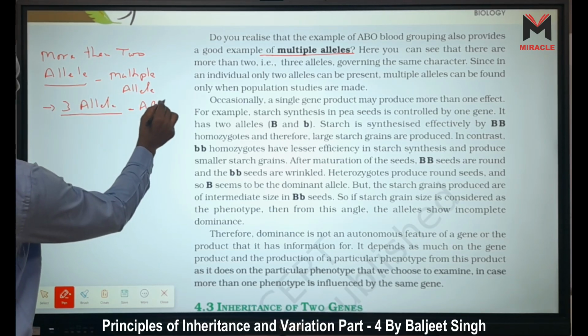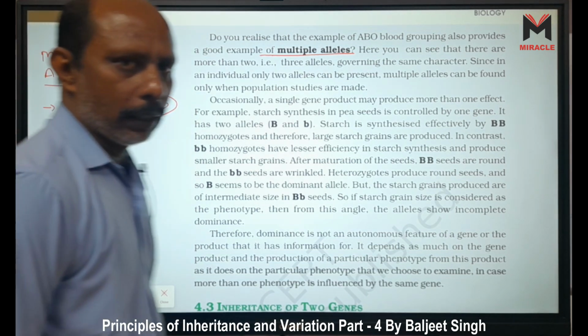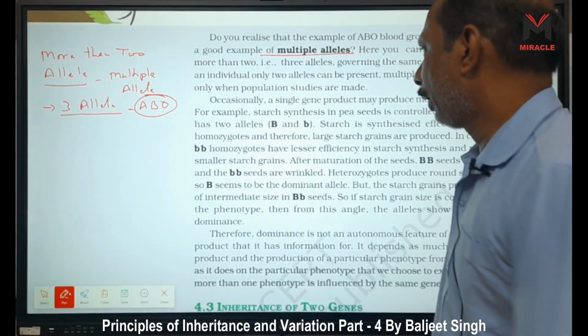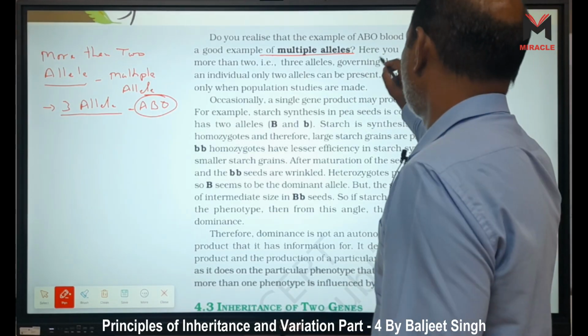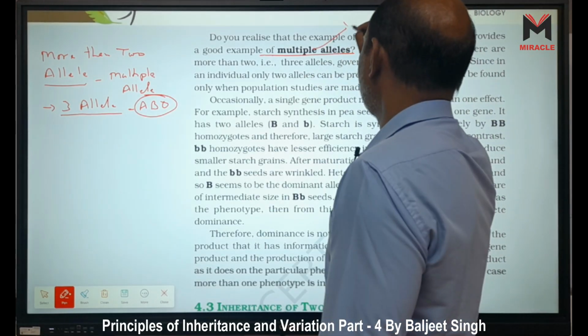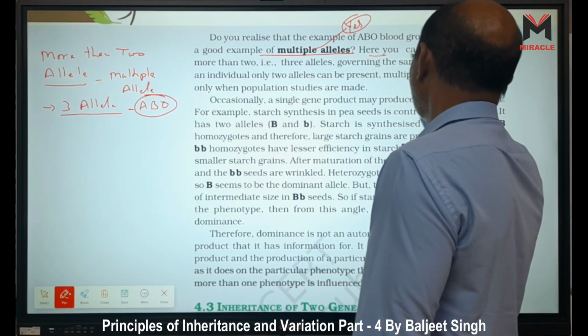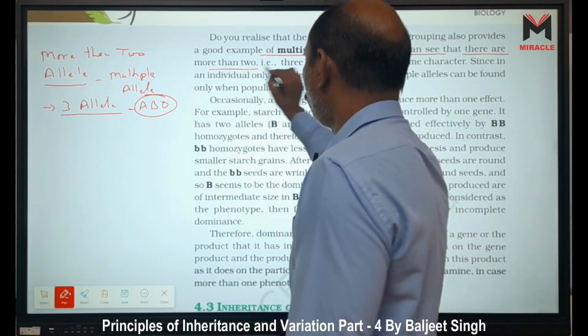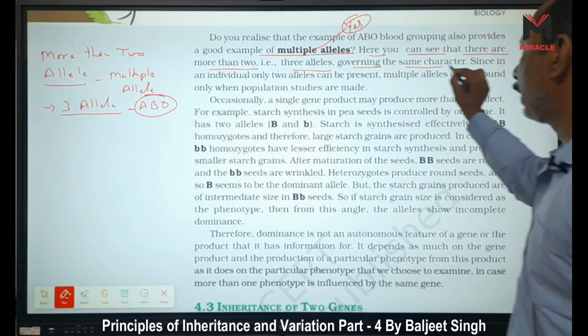That is A, B, O blood group. Capital A, capital B, and i. Here you can see that there are more than 2, that is 3 alleles governing the same character.